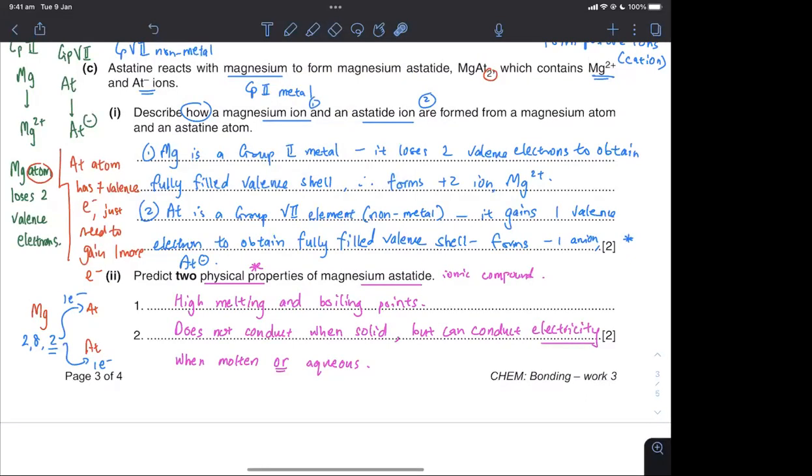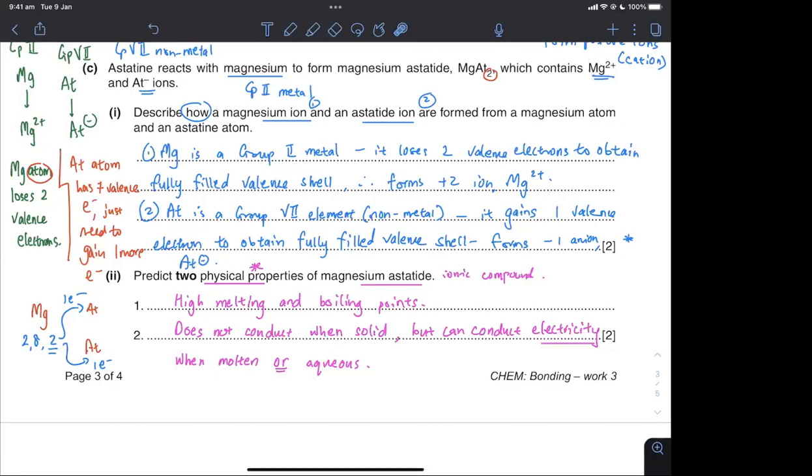Why in the world do you lose 2? Why not 3? Why not 1? Why in the world did you just gain 1 electron? Why not 2? Why not 3? Because both of them simply want to get to a fully filled outer shell, a fully filled valence shell. That is the purpose of ionic bonding. That's the purpose of covalent bonding to begin with.